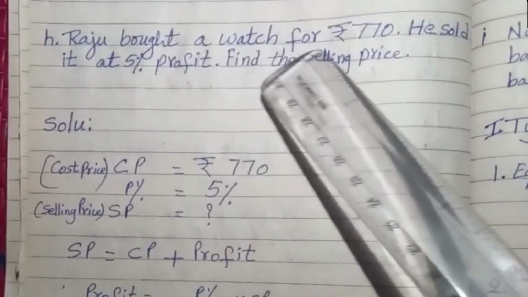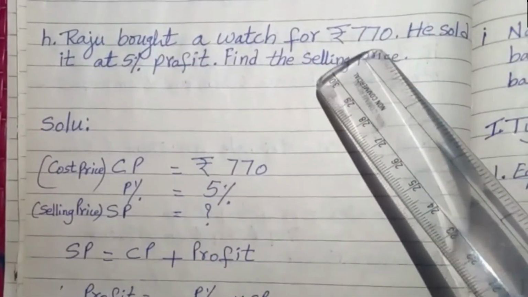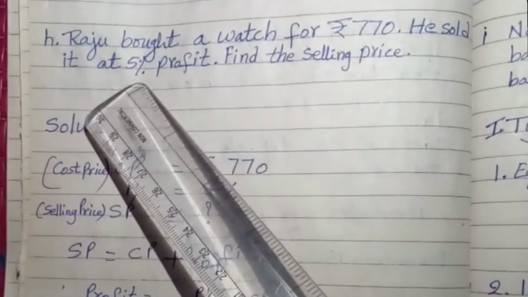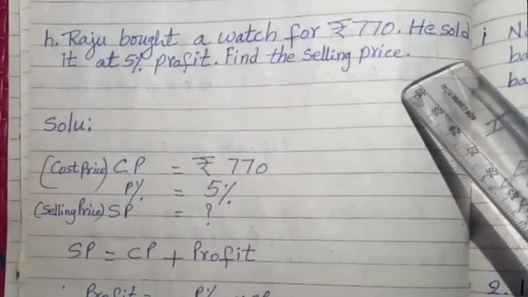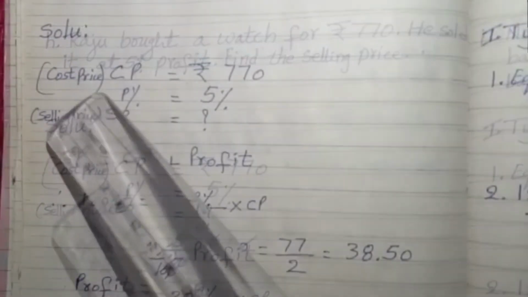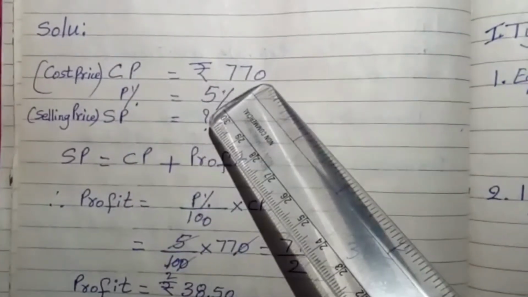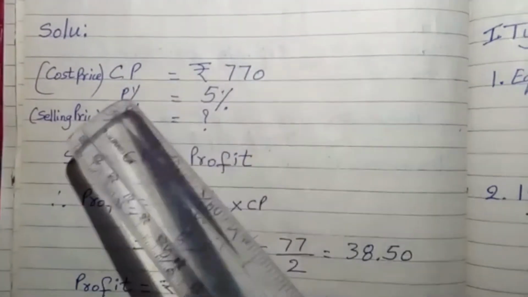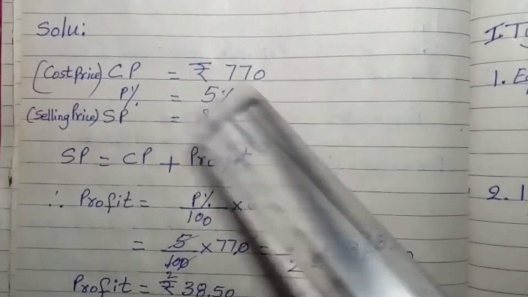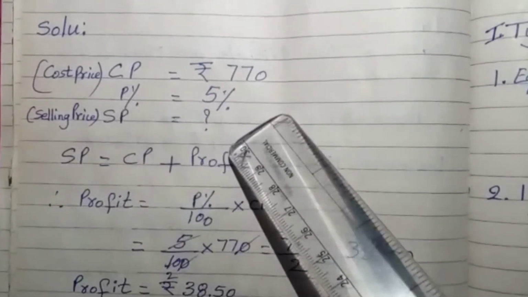Raju bought a watch for 770 rupees. He sold it at 5% profit. Find the selling price. Solution. Cost price is equal to 770 rupees. Profit is equal to 5%. Selling price is equal to how much?